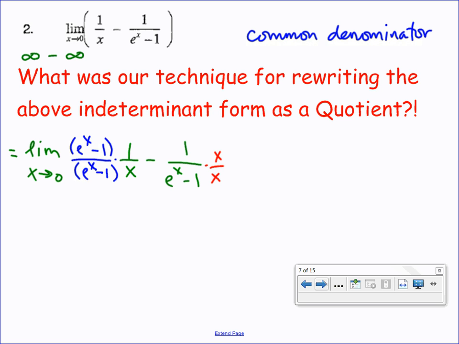So we'll go ahead and combine my fractions now that I've created a common denominator. A sum or a difference of individual fractions, right, is equivalent to the sum or difference of the numerators all over that common denominator that we just created. So we'll go ahead and do another rewrite. On top we have e to the x minus 1 minus x.